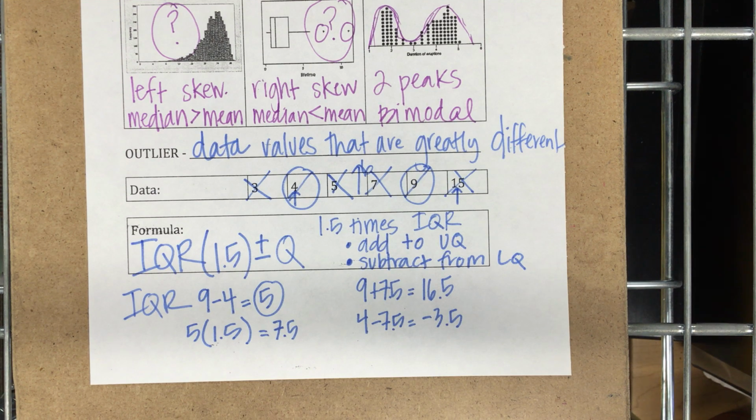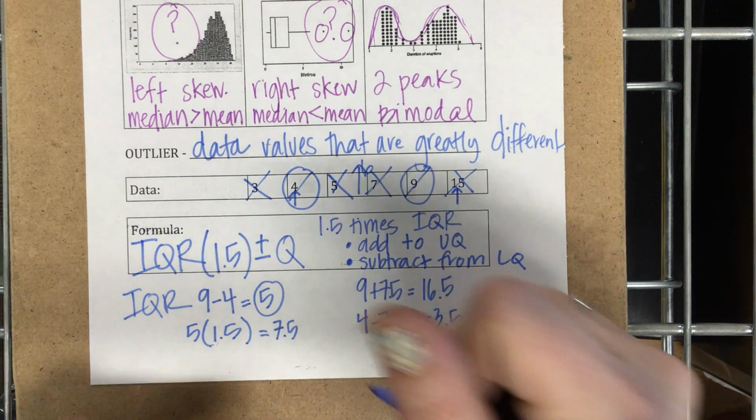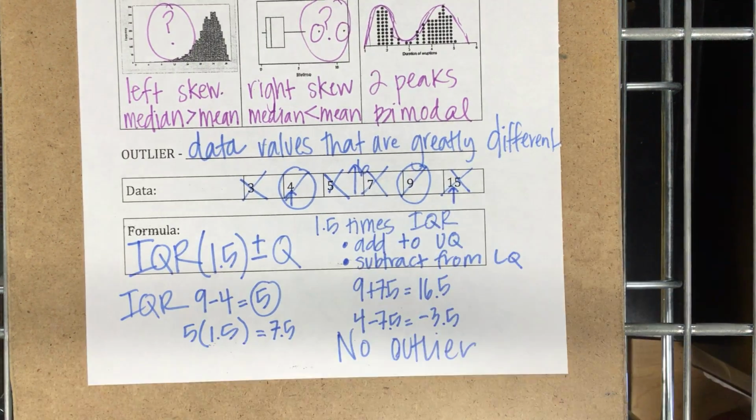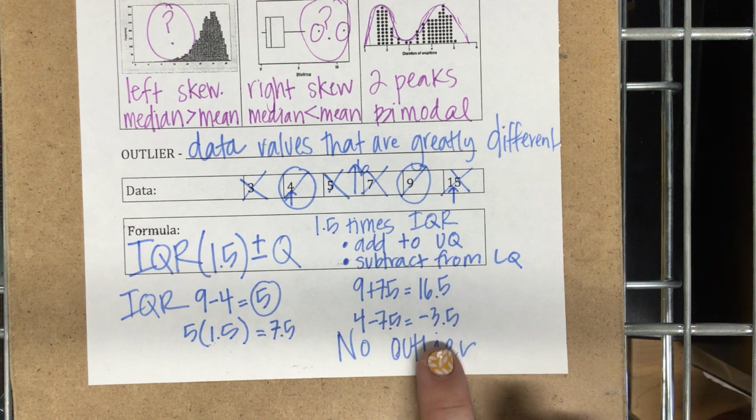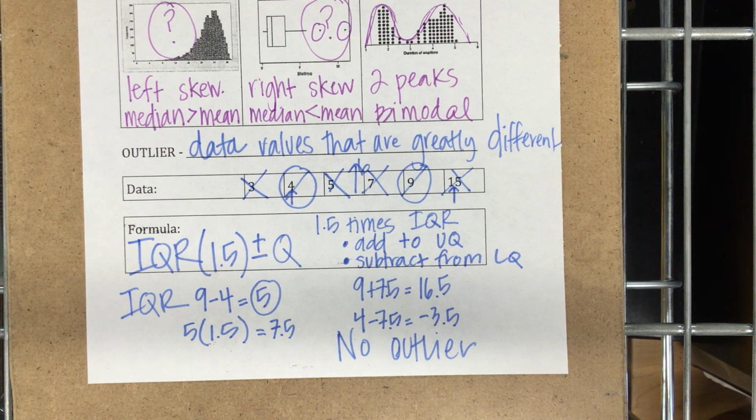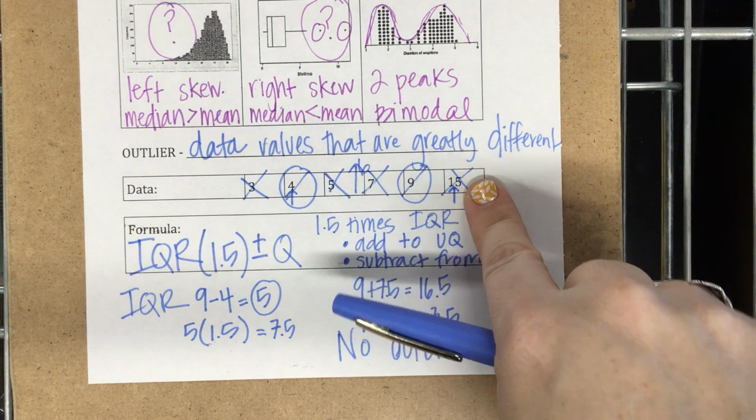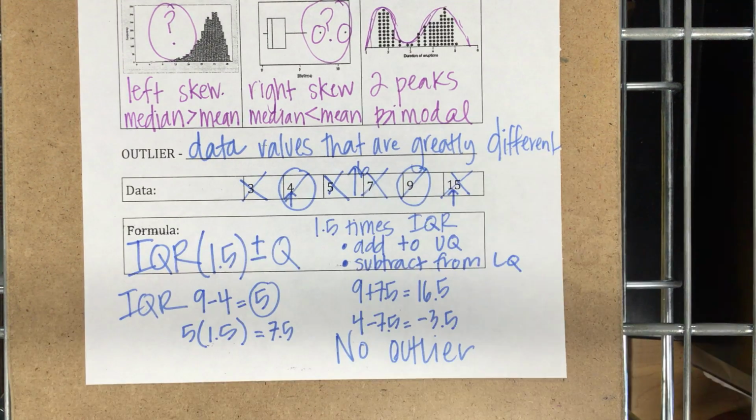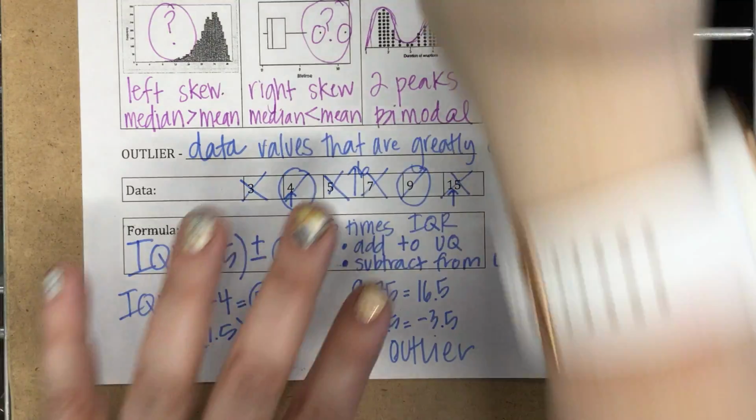Is 15 outside of this new range? No. So technically, mathematically speaking, there is no outlier. Except for 3? No, because it's negative 3.5, right? If this 15 was 20, it would be considered an outlier. But it is 15, not an outlier. 16.5 or more would be an outlier. Put this to the side.